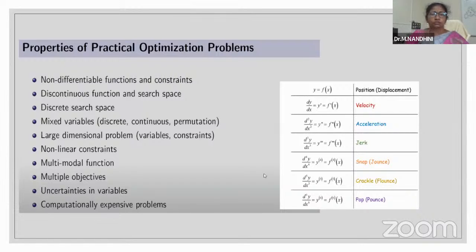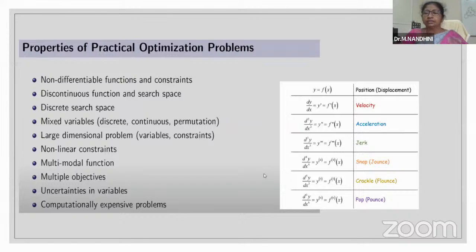So these are the factors to be considered while we are looking for finding the optimization problem. You see here, on the right hand side, I have given for your understanding how position displacement gets into different levels when it is being differentiated. That is dy by dx, d square y by dx square, and so it goes on up to d power n y by dx power n. dy by dx is velocity, and acceleration follows if you are increasing.